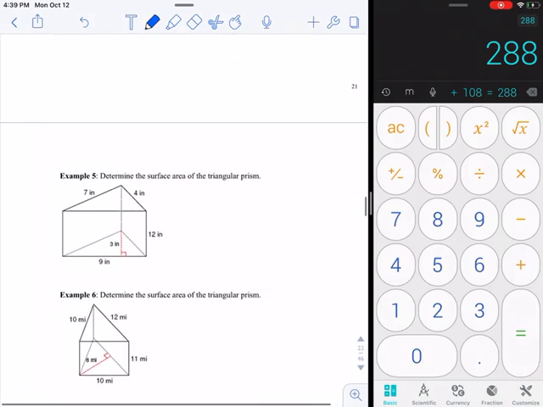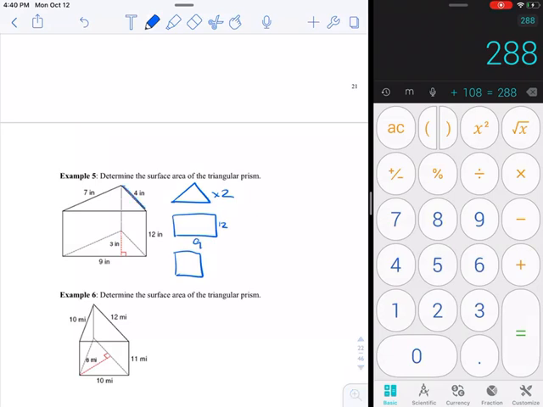So let's do an example here. We have the two triangles times 2. And then we have the front face, which is going to be 9 by 12. We have the back, which is 4 by 12. And then we have this one over here, which is 12 and 7. I know my drawings are not quite proportional. Let's try that one again. 7 and 12.